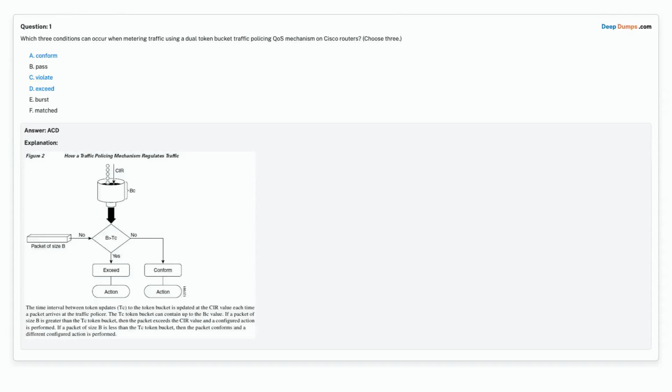Correct answer is Option A. Conform. Option C. Violate. Option D. Exceed.